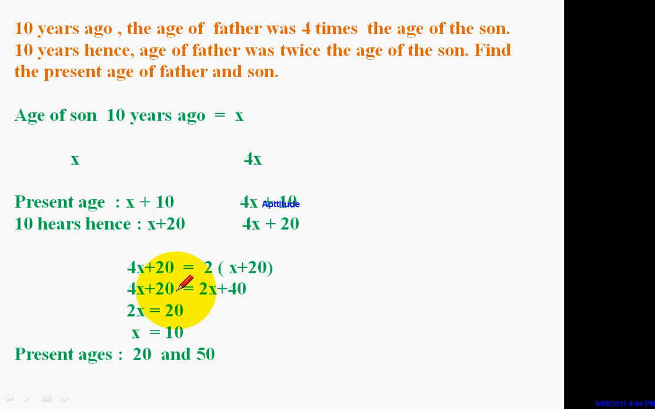And now it is very simple. We are supposed to calculate the present age of the father and son. So substitute the value of x here: x plus 10 is 10 plus 10, 20. And 4x plus 10, that is 4 into 10, 40 plus 10, which is 50. So the present ages of son and father are 20 and 50 respectively.